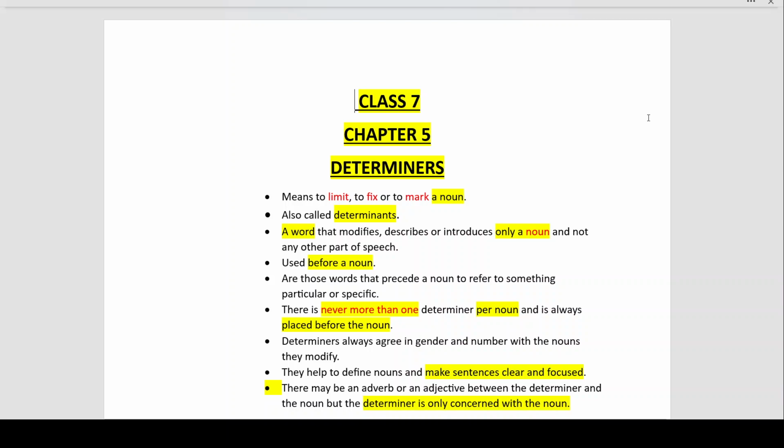Determiners, students, are also called determinants, a word that modifies, describes, or introduces only a noun and not any other part of speech. We know that there are 8 parts of speech, but the word which modifies, describes, and introduces only the noun is known as the determiner. Now, determiners are used before a noun. These are those words that precede a noun. Precede a noun means come before a noun to refer to something particular or specific.